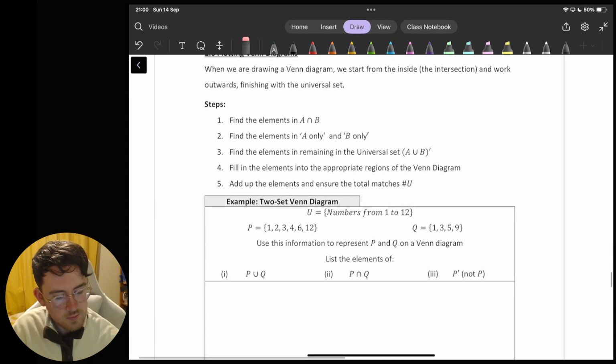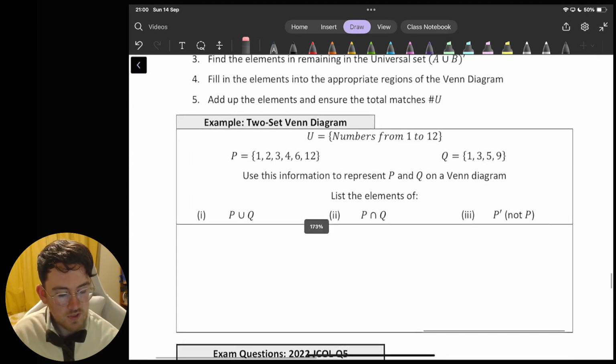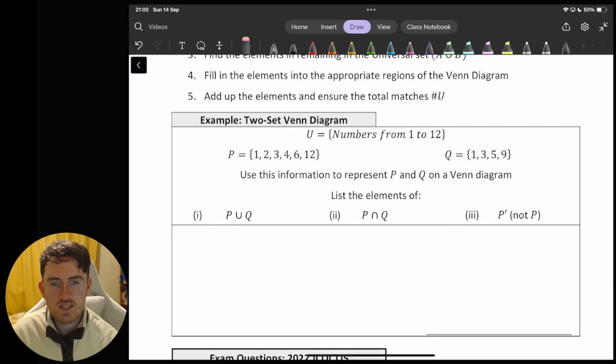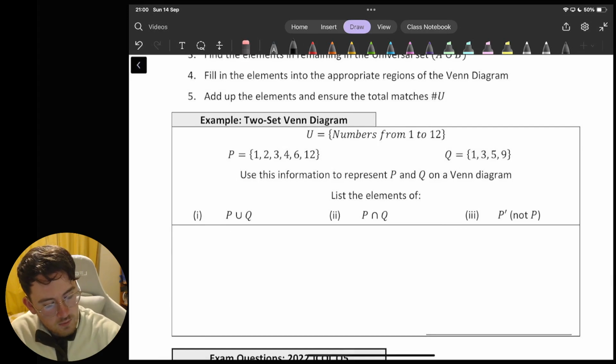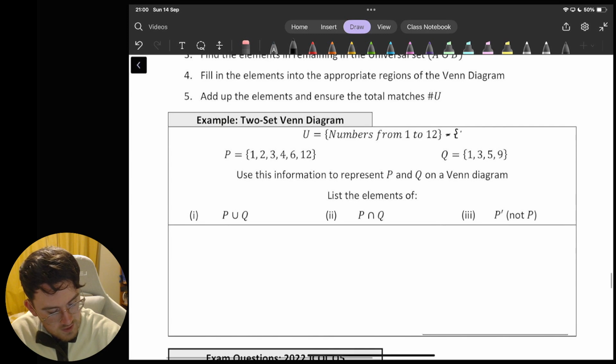And then we just add them up to make sure that we get the number that we needed in the universal set. So my universal set here is the numbers from 1 to 12. So let's even just list them out: 1, 2, 3. Just so that we have this to work from when we get stuck into our Venn diagram.